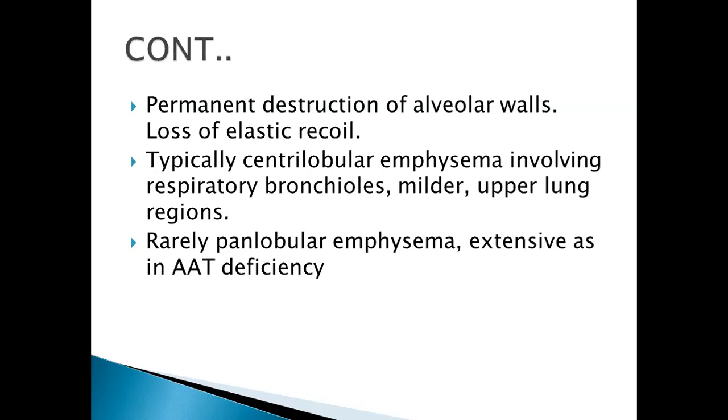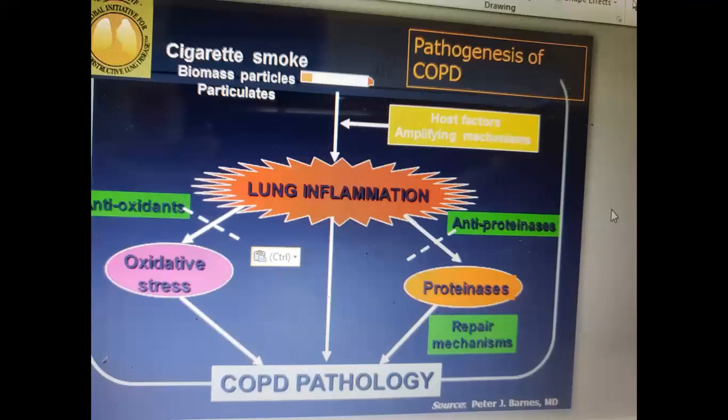This one usually affects the proximal airways, that's the respiratory bronchioles. It's a milder form, and it usually affects the upper lobes of the lungs or the superior portions of the lower lobes. And then the panlobular one, as I said, is usually seen in alpha-1 antitrypsin deficiency. And so this is more of a pictorial representation of what I was saying.